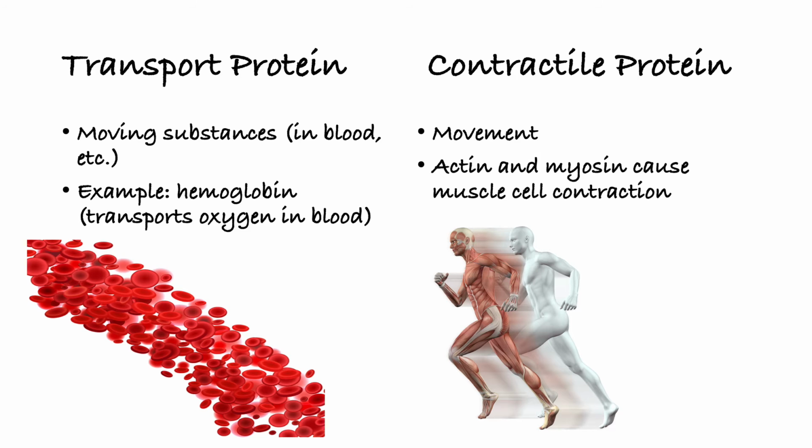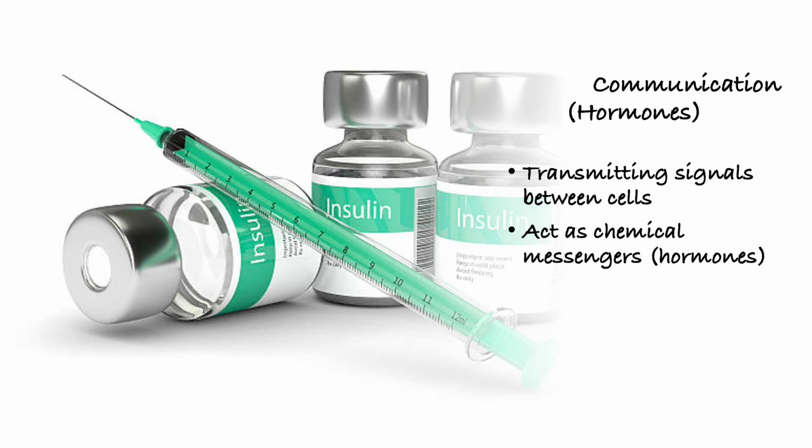The other type of protein are contractile proteins. These are needed for movement. When we get to the muscle, I'm going to be talking about actin and myosin. These two proteins actually cause muscle cell contraction. Another function of proteins will be communication, right? They help to communicate. And the example here will be hormones. Yes, all the hormones are made up of proteins. So they help to transmit signals between cells, and sometimes they act as chemical messengers. An example of a hormone is going to be insulin.